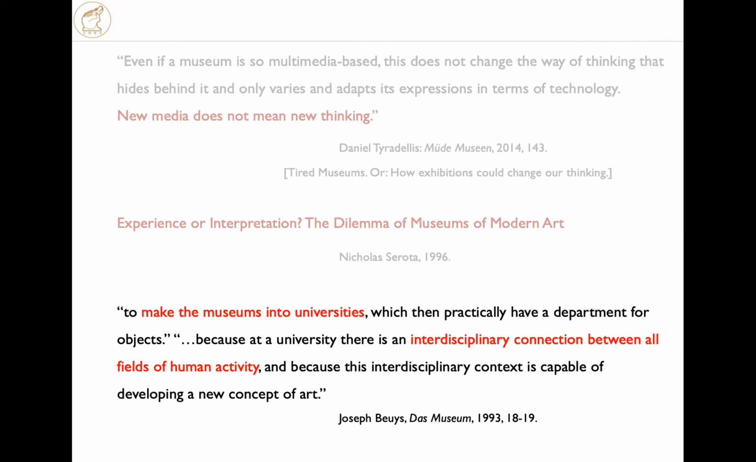And the last one, Joseph Beuys, in his book The Museum, A Conversation About Its Tasks, Possibilities, and Dimensions from 1997, the German artist Joseph Beuys explained that museums have to change. He demanded to make the museums into universities, which then practically have a department for objects. Given a traditional understanding of the role of museums, the university would be the better institution, because at a university, there is an interdisciplinary connection between all fields of human activity. And because this interdisciplinary context is capable of developing a new concept of art.